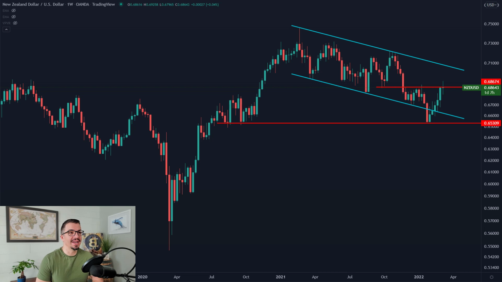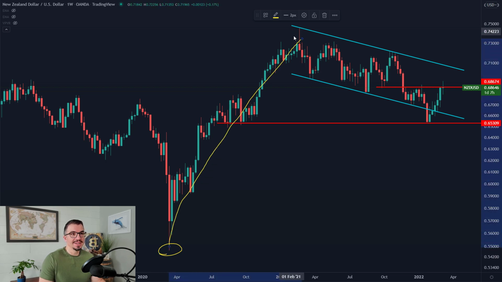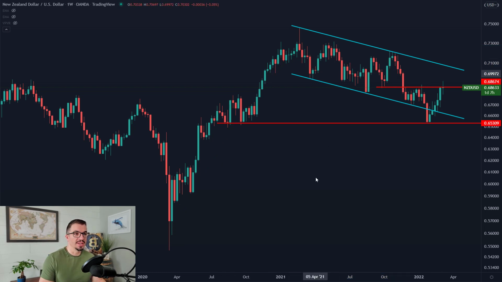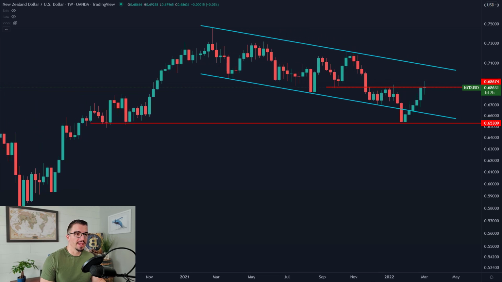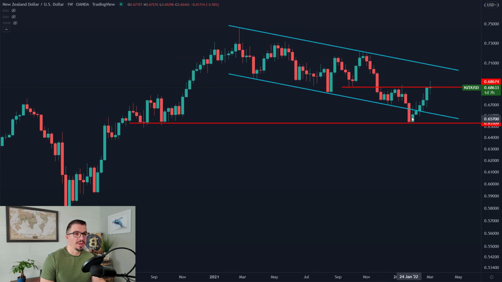Now, with all of that said, let's take a look at the weekly time frame for the New Zealand dollar. So first and foremost, we can see that we had a big move up from the New Zealand dollar back here. So from this low in March 2020, we had a big rally. Since that time, back here in early 2021, the market has just been consolidating within this descending channel. Now, where things get interesting for the recent price action is if you look back here, the New Zealand dollar actually broke below this channel support.